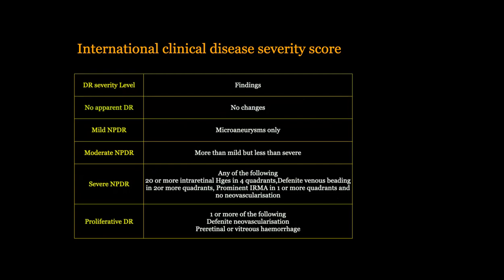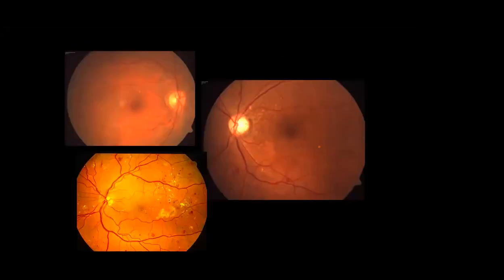Severe, as I said, the 4:2:1 rule, where any of the following: 20 or more intraretinal hemorrhages in 4 quadrants, or definite venous beading in 2 or more quadrants, or a prominent, not a small, prominent IRMA in 1 or more quadrants, then it is severe NPDR. So anything less than severe but more than mild will come into moderate. If any proliferative features are there, then it is proliferative diabetic retinopathy, which is an easier classification. So this is mild, just microaneurysms. So this is moderate, and this is severe.